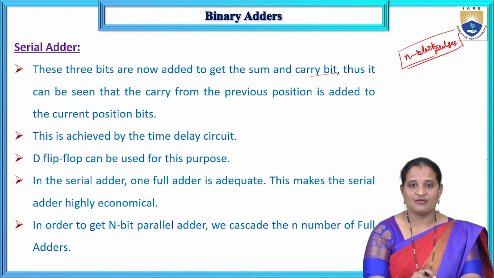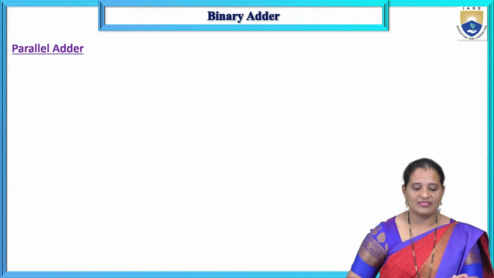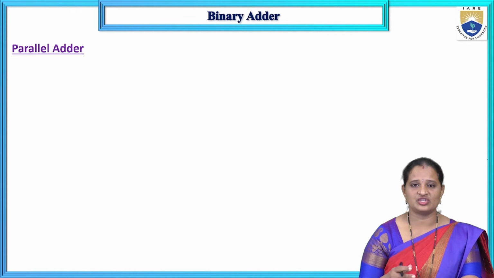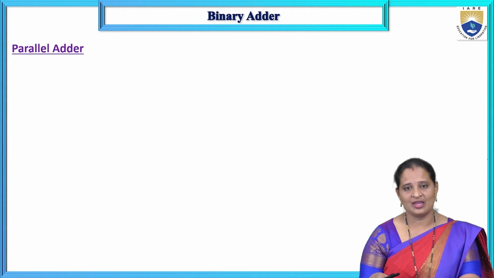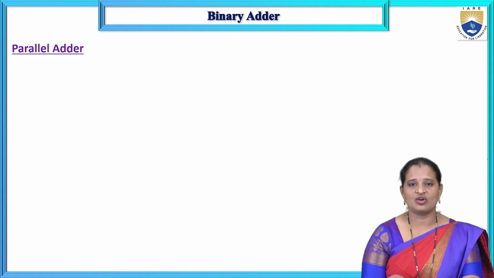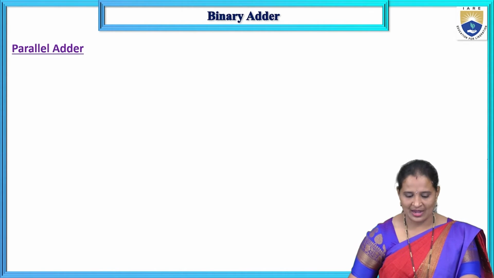So we can have another type of adder, which is nothing but a parallel adder, in order to overcome the limitations of serial adder. As we are performing the addition bit by bit, it is time taking. Even though it is economical, it is time taking, so the addition operation is performed slower. In order to increase the speed of the adder, we are going for the parallel adder.